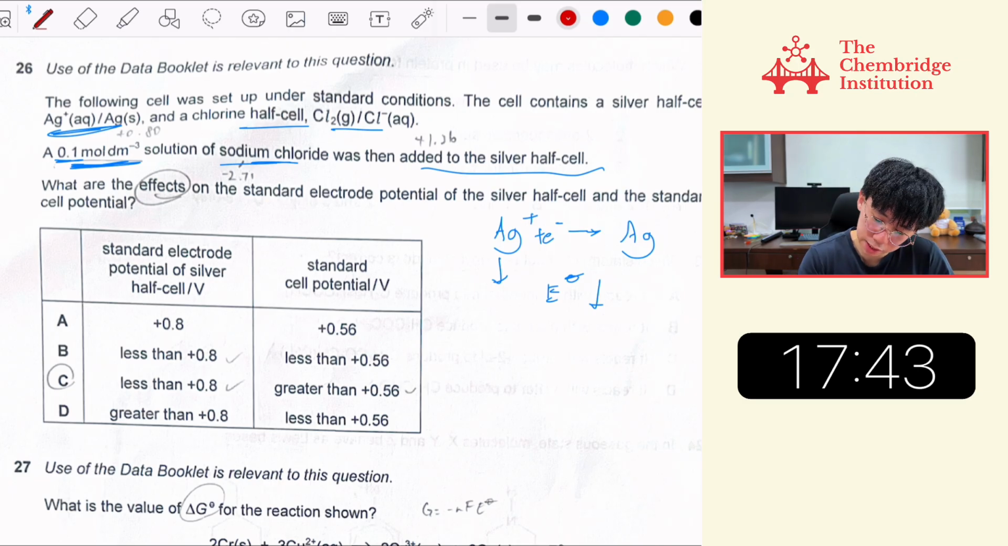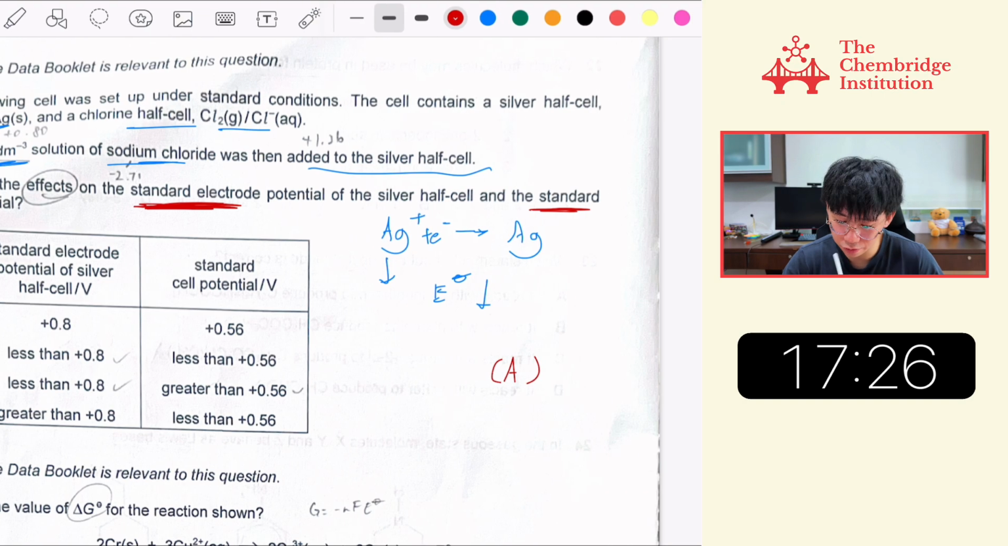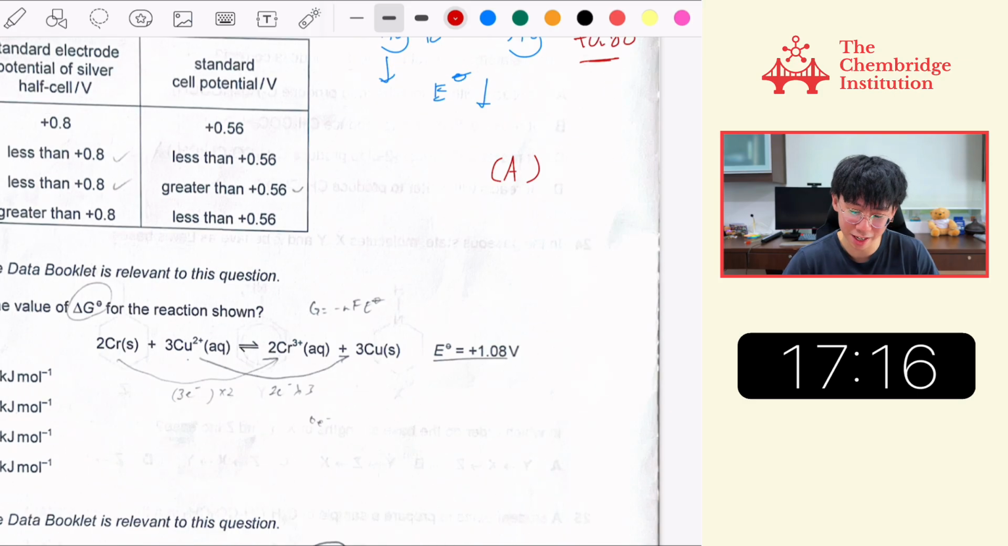Okay, they say standard electrode potential. It should have no effect on the standard electrode potential, if I'm not mistaken. Yeah, it shouldn't have an effect on the standard electrode potential. This is a trap. This has to be A. Is the Ag plus E value 0.80? Yeah, this is 0.80. Yeah, there's no way. This is A. Okay, next.